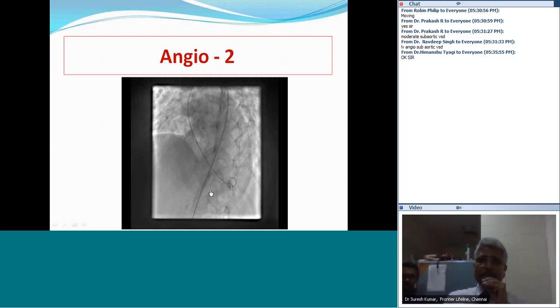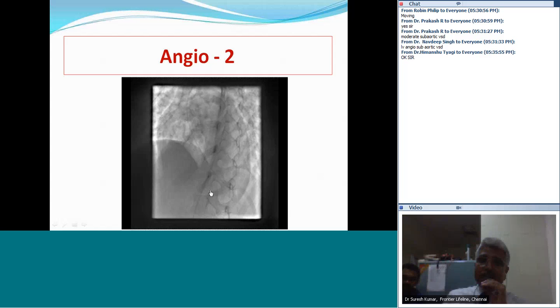So let's see if we've got all of them now. So we talked about supra AS, peripheral PS, supra PS, valvular PS as well. Coarctation. Coarctation is the other abnormality that these children can have.